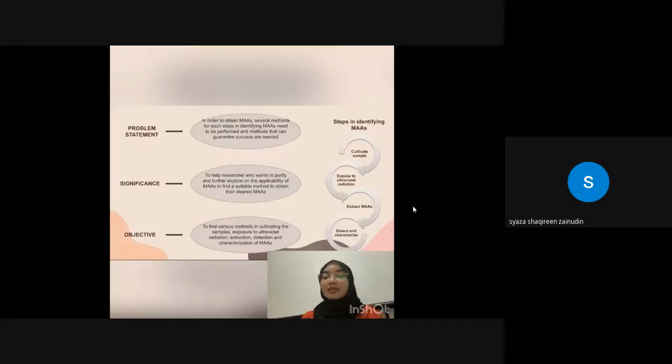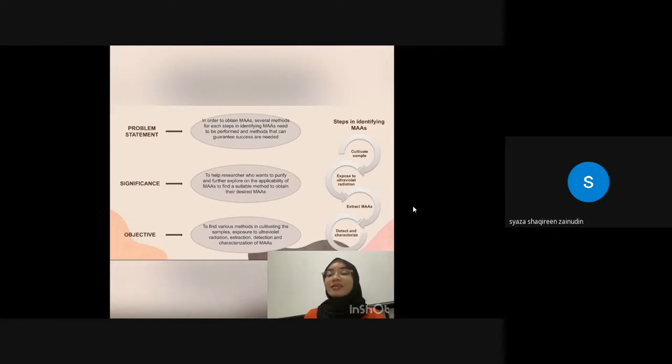The problem statement is that, in order to obtain MAAs, several methods for each step in identifying MAAs need to be performed, and a method that can guarantee success is needed. The significance is to help researchers who want to purify and further explore the applicability of MAAs to find a suitable method to obtain their desired MAAs. And the objective is to find various methods in cultivating the samples, exposure to ultraviolet radiation, extraction of MAAs, and also detection and characterization of MAAs.